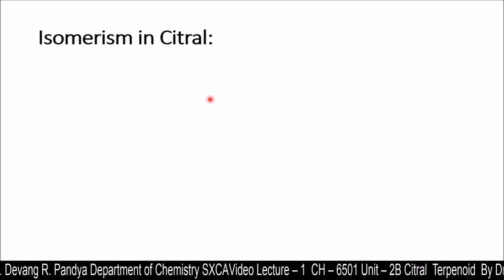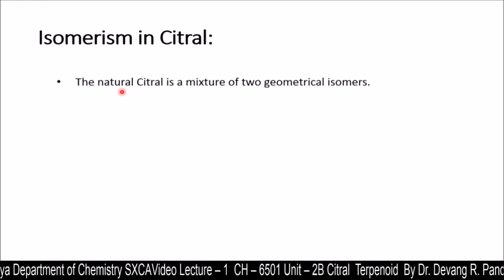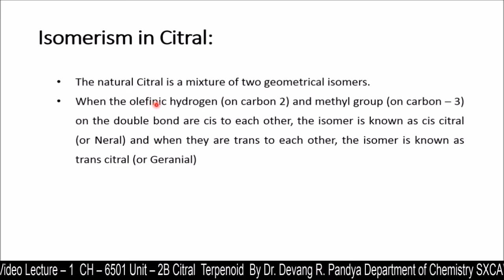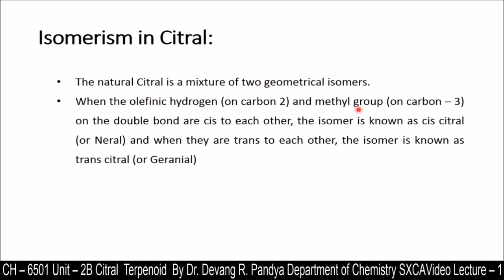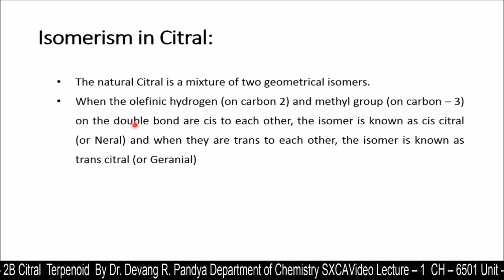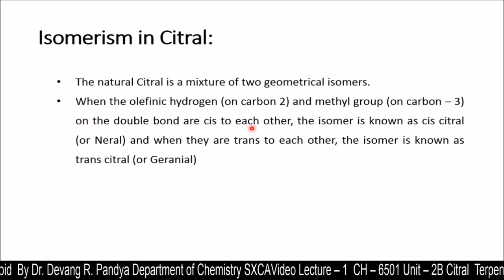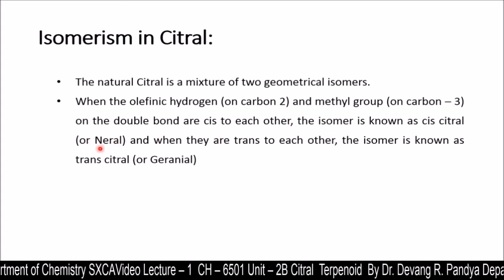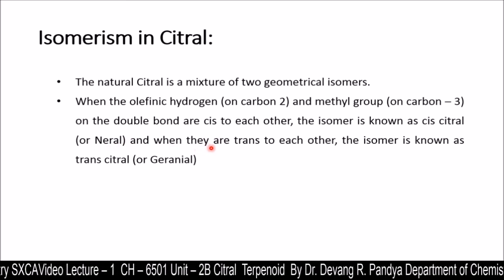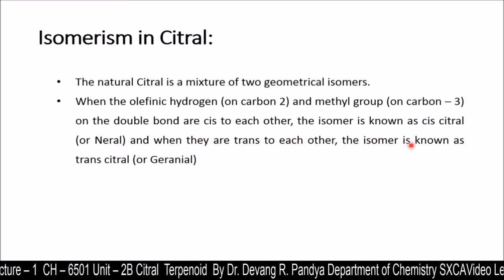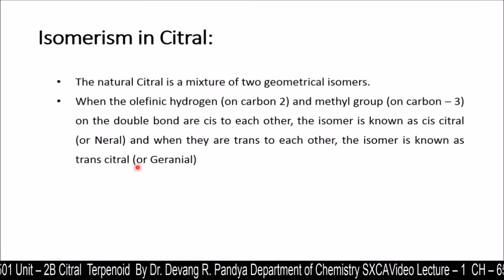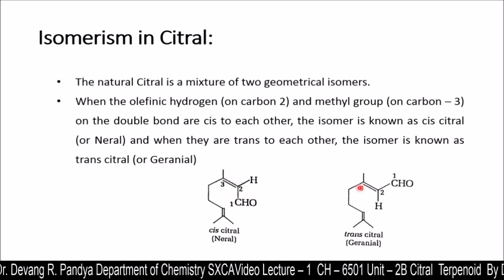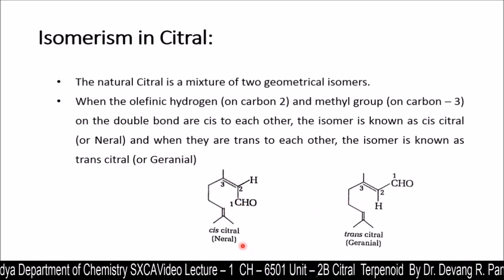Now isomerism in citral. Natural citral is a mixture of two geometrical isomers. When the olefinic hydrogen on carbon 2 and the methyl group on carbon 3 on the double bond are cis to each other, that isomer is known as cis citral, which is also known as neral. And when they are trans to each other, that isomer is known as trans citral, and it is also known as geranial. So these are the two cis and trans isomers of citral, neral and geranial.